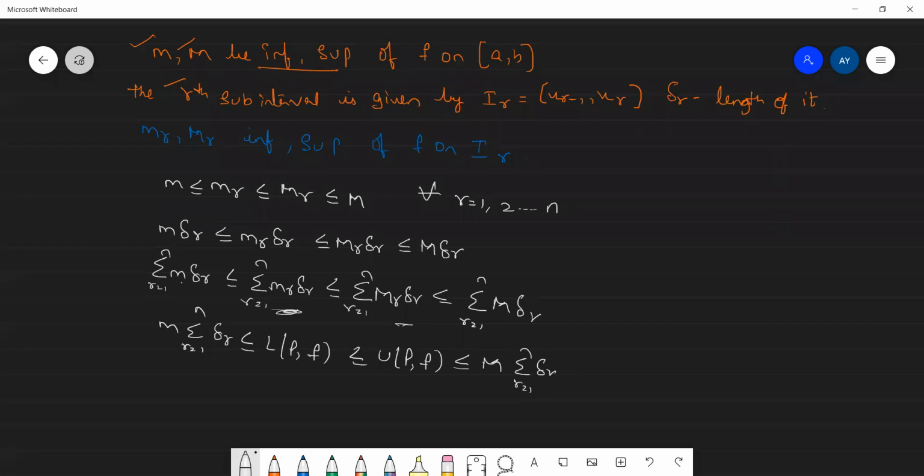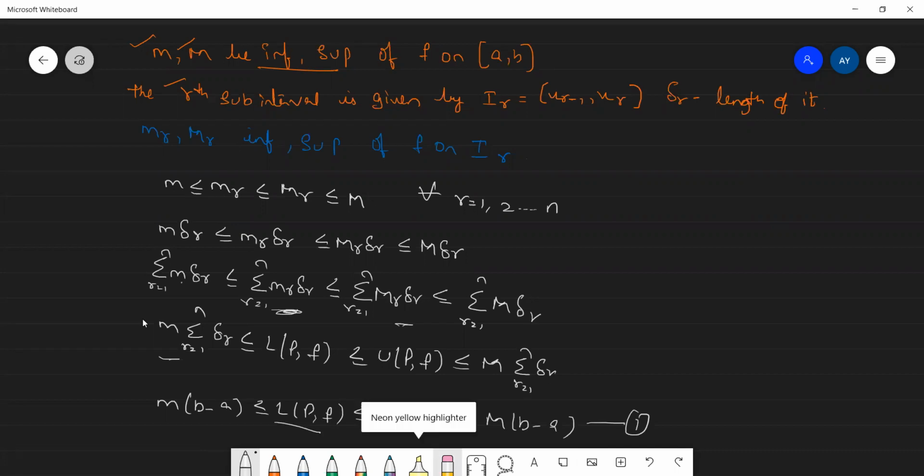We have done this process earlier also. So we can write this as m times (b minus a) is less than or equal to L(P, f), which is less than or equal to U(P, f), which is less than or equal to capital M times (b minus a). Till here, let it be equation 1. What we actually have to prove is that in place of L(P, f) and U(P, f), we have to get the integrals. Make sure that you remember this is equation 1.